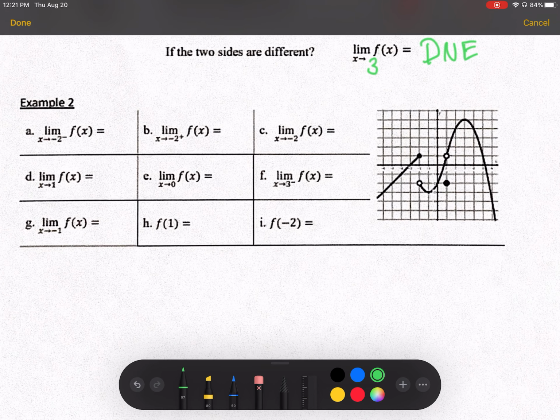All right, last one here. The limit as x approaches negative 2 from the left side. So we want to go to an x value of negative 2, and I want to look at the graph from the left side. What is that approaching? Well, the y value it's approaching there is 1.